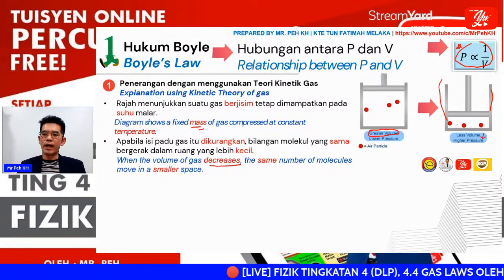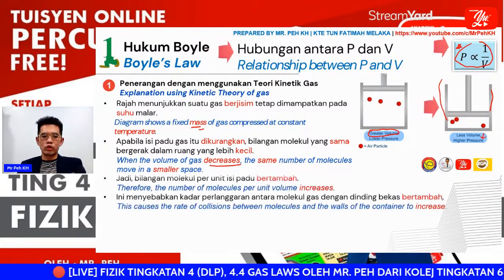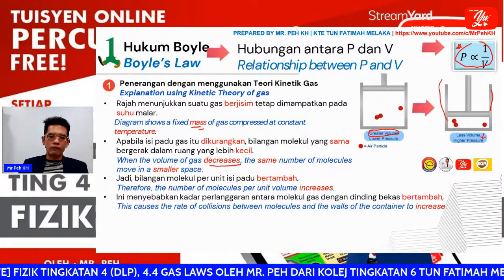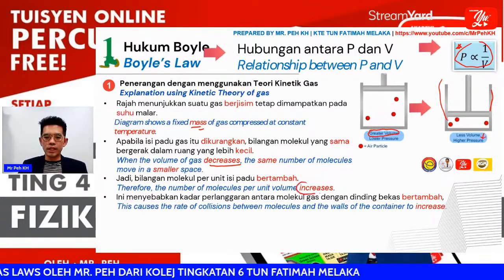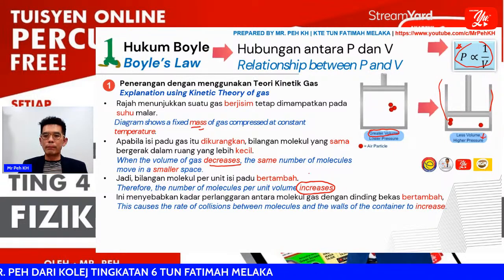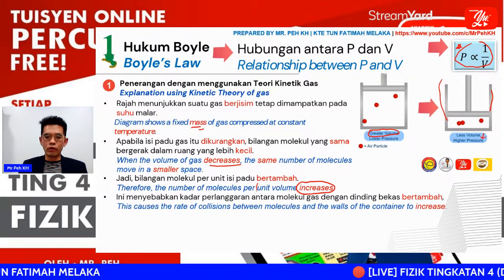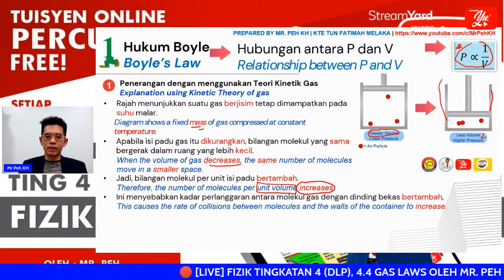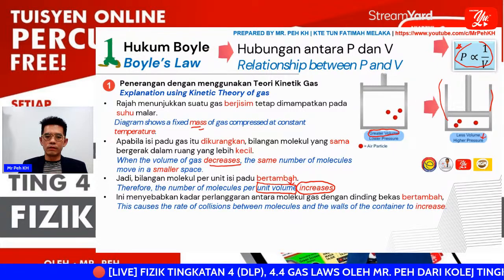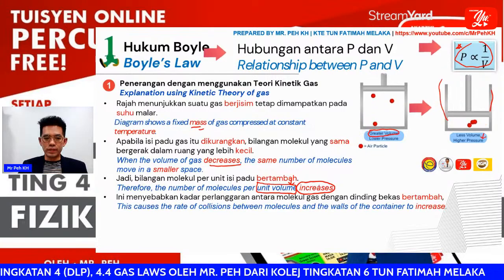So you can see we still have 3 particles, but now the volume becomes smaller. Okay, so what is the impact here? Therefore, the number of molecules per unit volume increases. The number of particles is the same, but the number of molecules per volume increases, because the volume decreases.